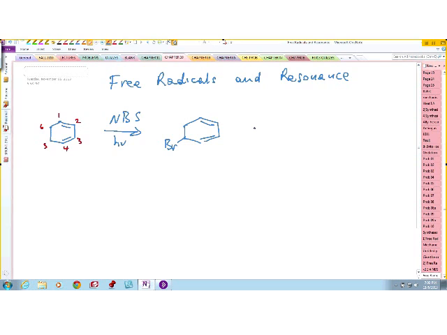Yes, they will be equivalent at this point. Now, if you get this product here, knowing the reaction mechanism, since we are forming this bromide here, this bromine is coming here, what does that tell us about the reaction mechanism? Where would the free radical be?